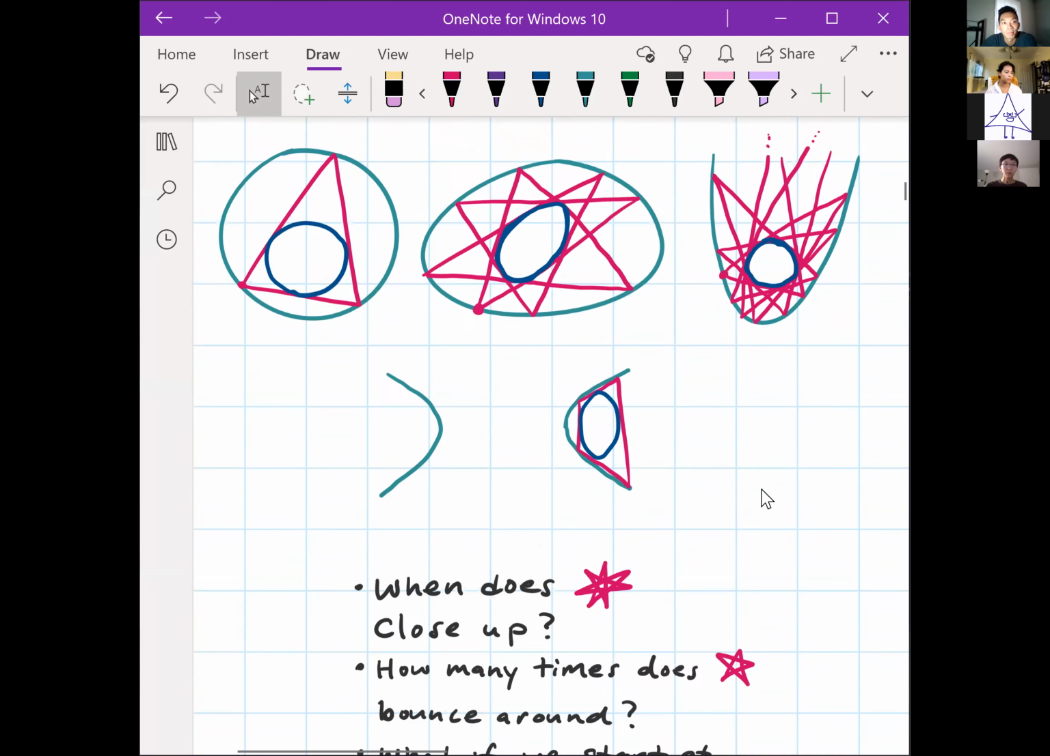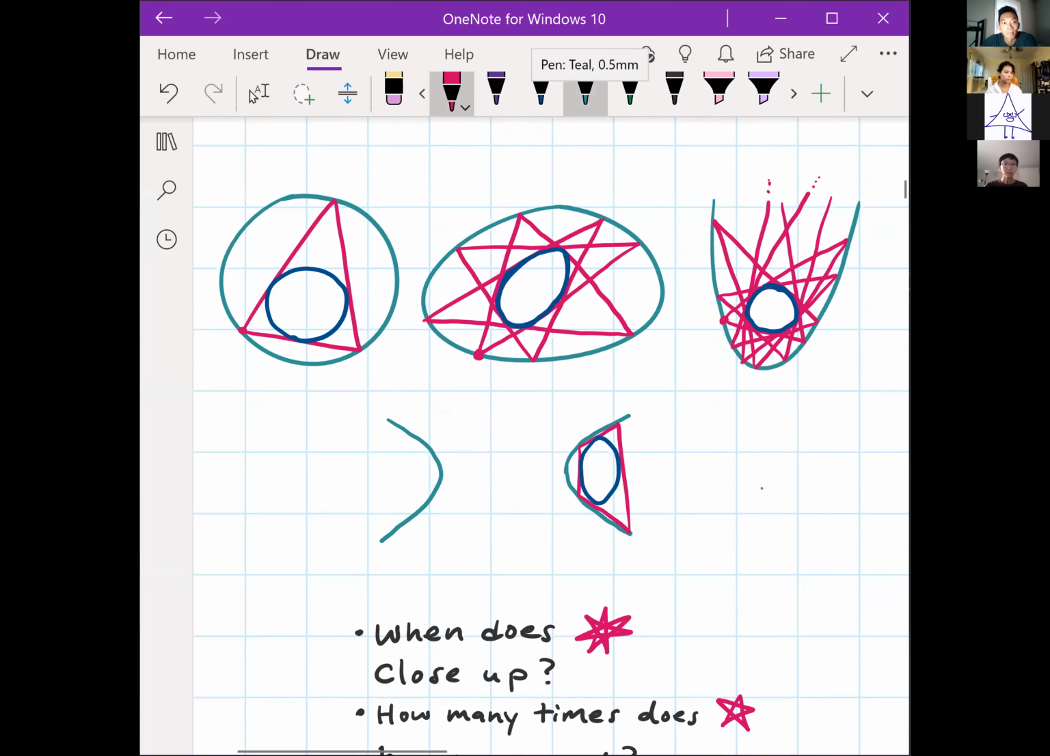Also, what happens if we start at a different point? Maybe in this example over here, when we start over here, it closes, but what happens if we start at this point and go around? Is it also going to close? And if it does close, is it going to take the same number of bounces?